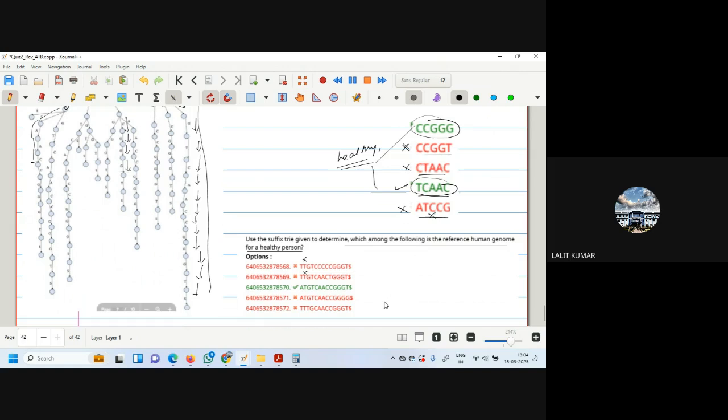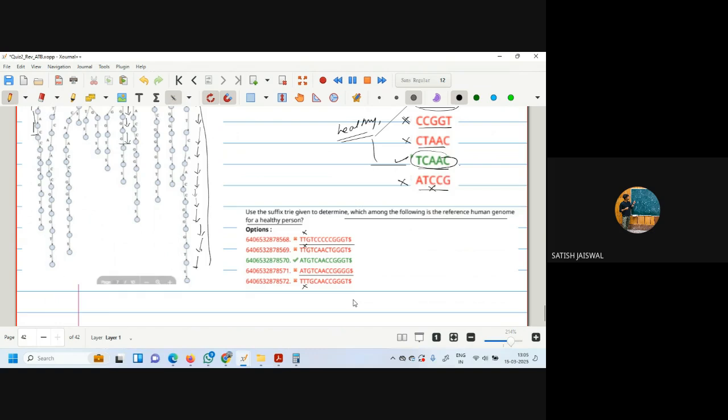Now the other one is TT. We have seen TT is not matching. Now if we see ATGTCAA, this will not match, where the last one is G, that is not there. This will not match. So we just have to match here, and all dollars are there. So we have to match up to the last here.